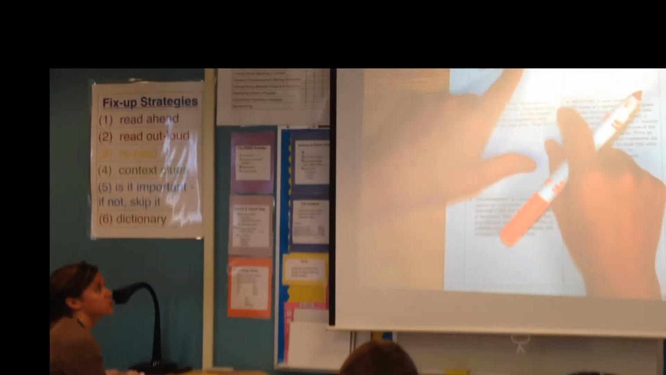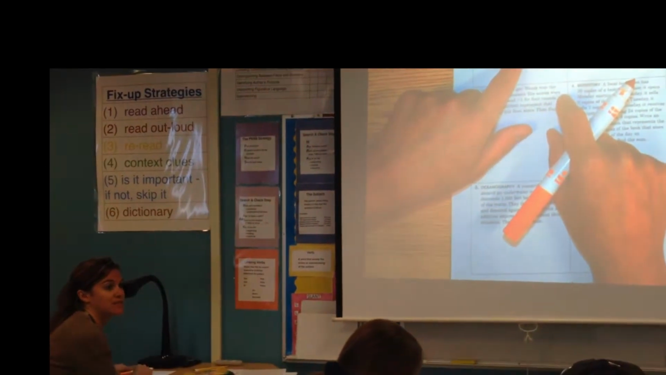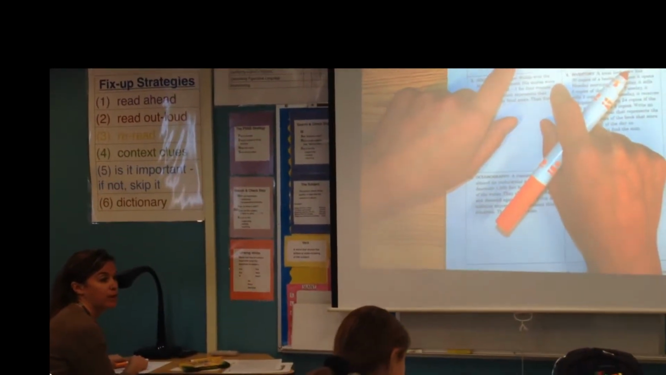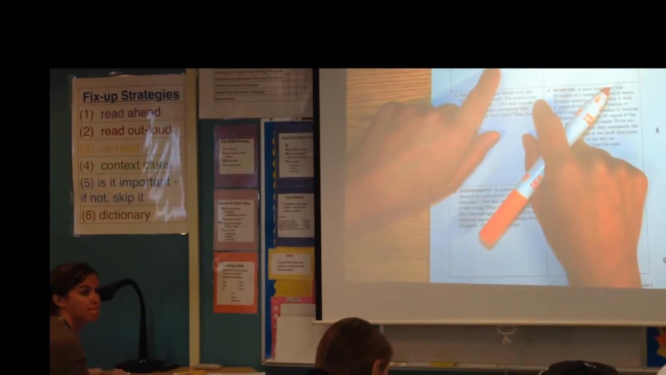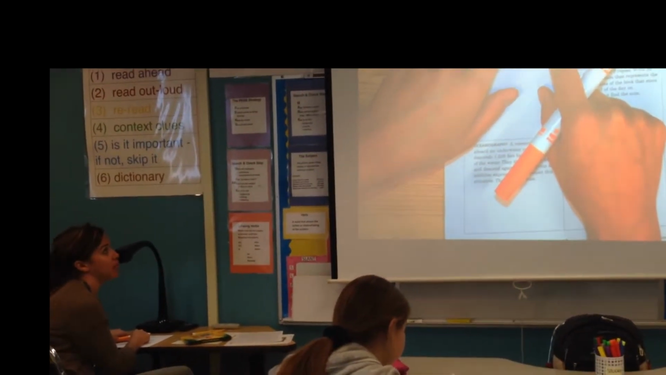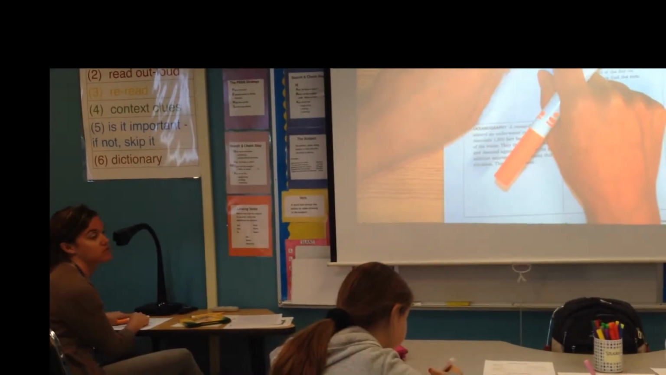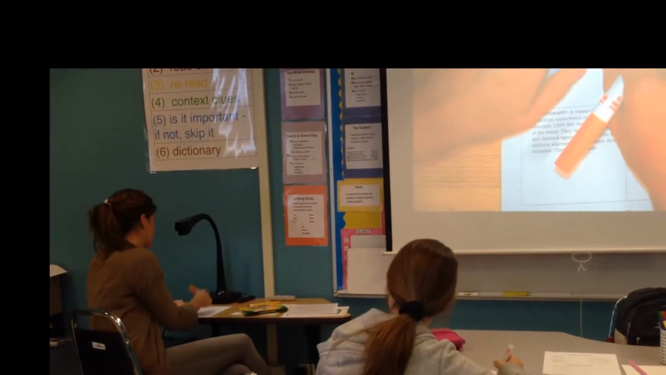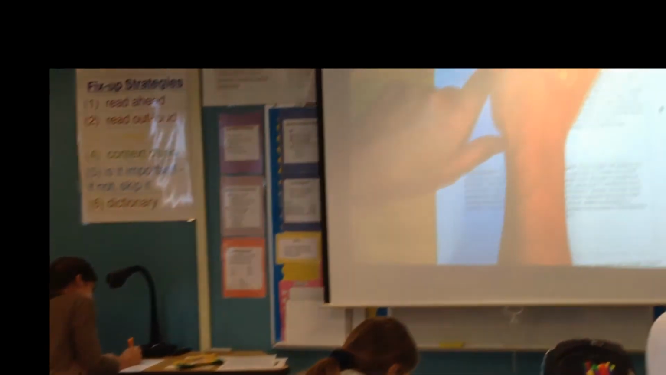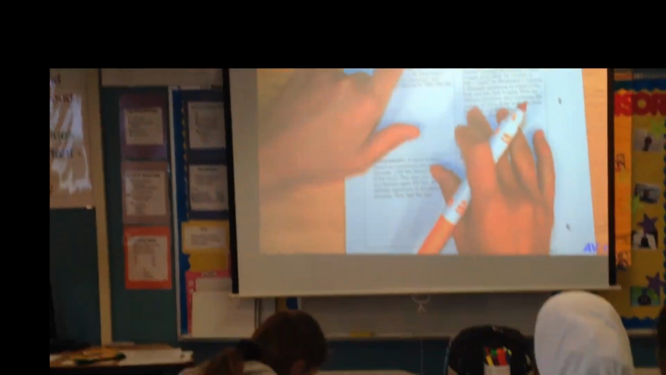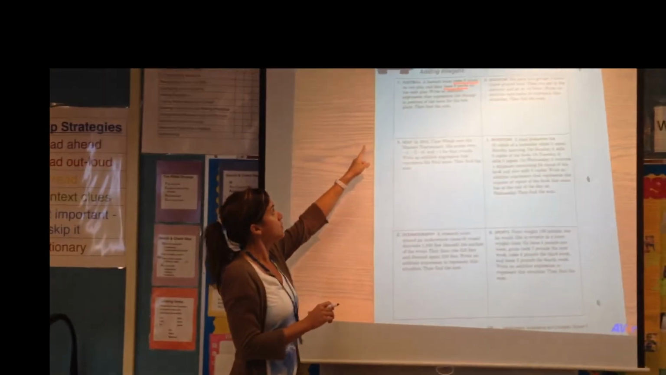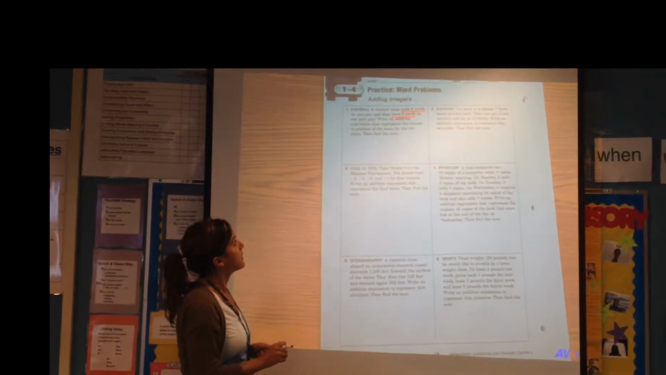What else should I underline in here that gives us information to solve the problem? Raise your hand if you know. What else should I underline in this problem that will give us the information to solve it? Loses 8 yards. Perfect. Loses 8 yards. So we have loses 5 yards and loses 8 yards on the next play.